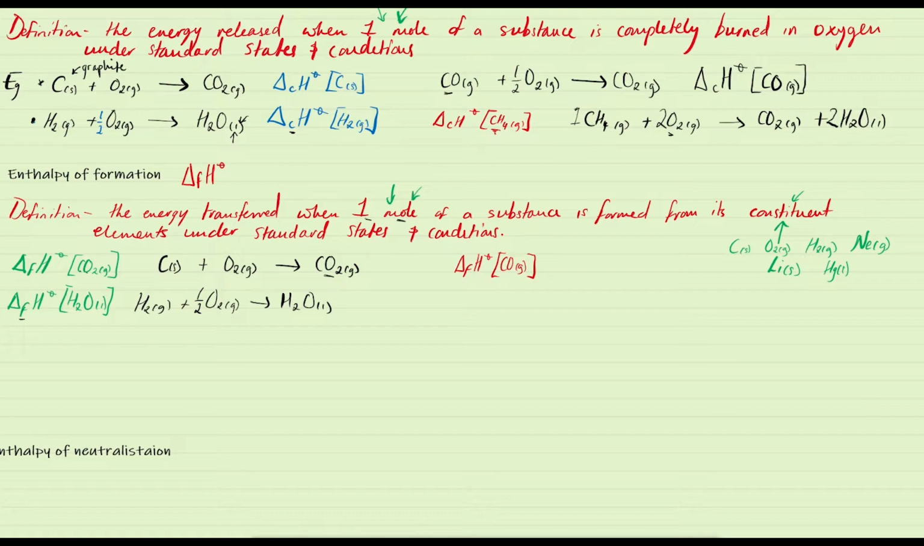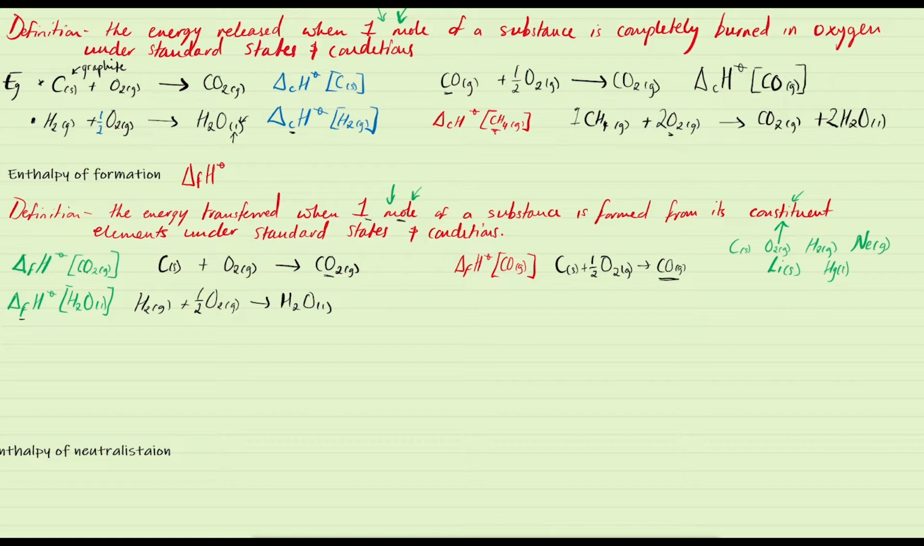I want to form 1 mole of carbon monoxide. Its constituent elements are carbon and oxygen. Carbon is a solid, plus oxygen, which is diatomic, and it's a gas. I need to balance that out, which means I need a half here, and that balances this equation out. Now this is nothing like the combustion of carbon monoxide we saw earlier, the enthalpy of combustion. So be very mindful of that. This is just purely the formation of 1 mole of carbon monoxide.